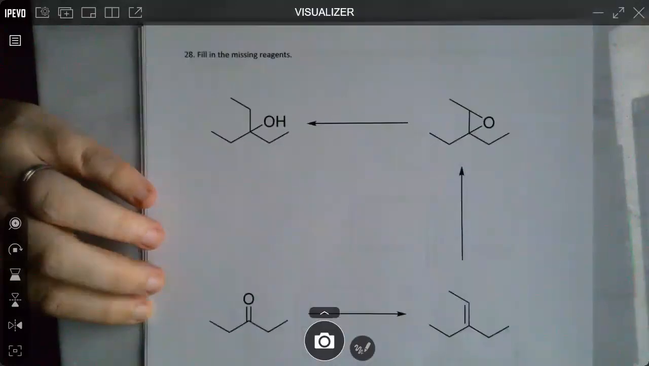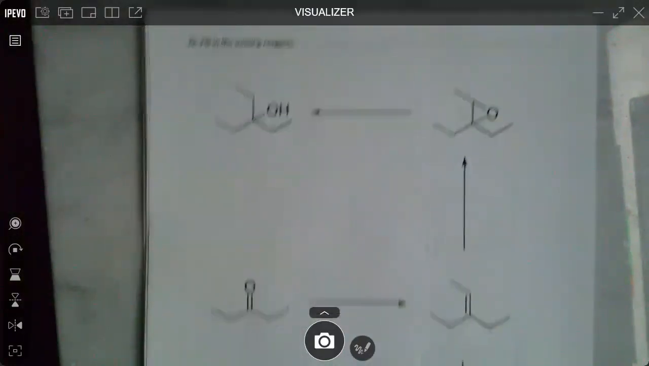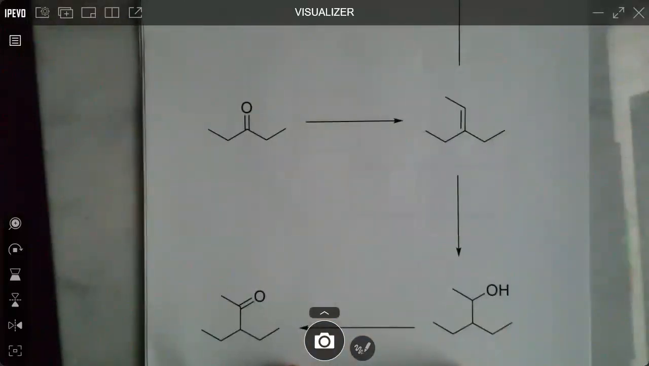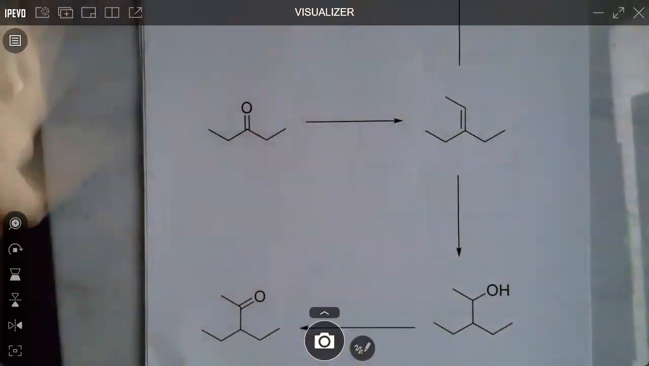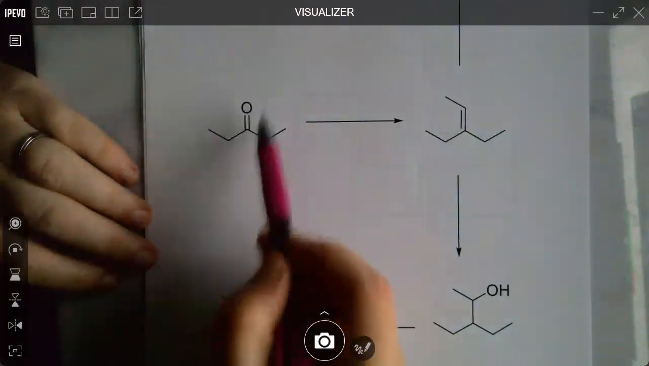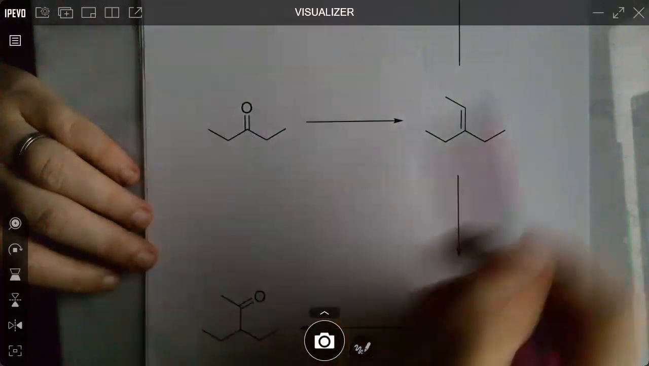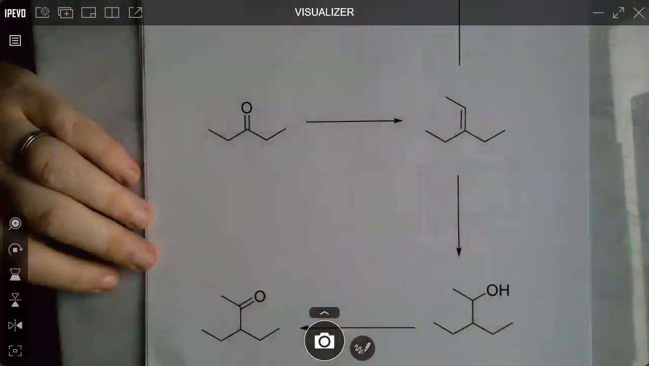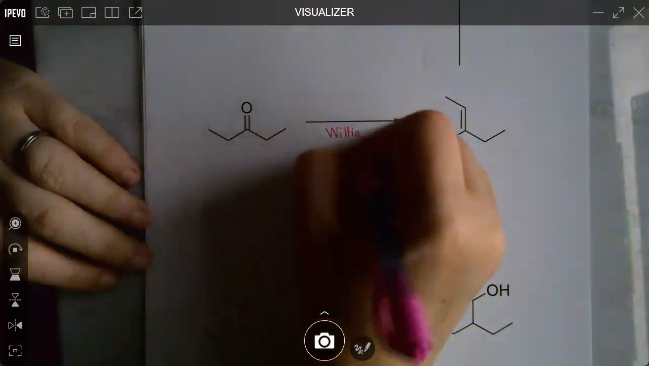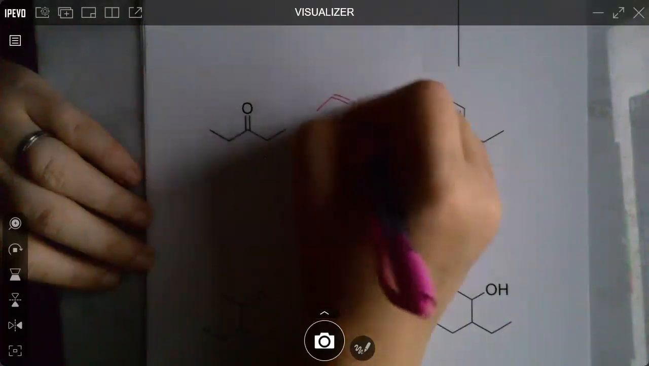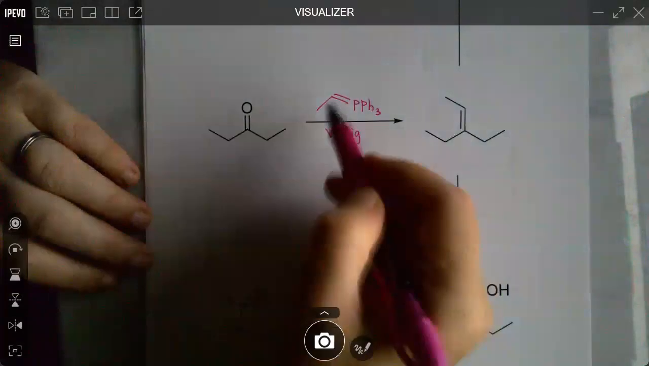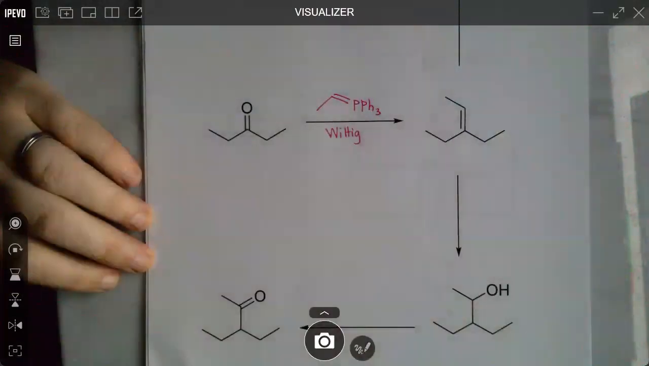The next question says fill in the missing reagents. Because this arrow is going up here, I'm just going to start in the middle and then work my way both up and down. So how do we get from a ketone, from this carbonyl, to this alkene? We can do a Wittig reaction to do that. So we want to draw the proper ylid with 2 carbons because we're adding 2 carbons.